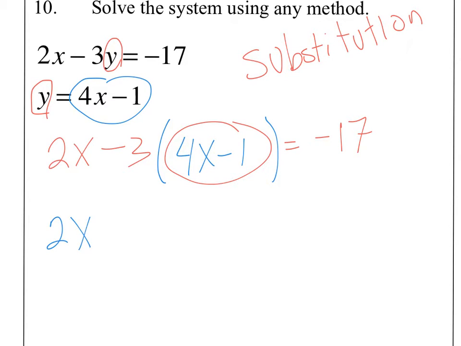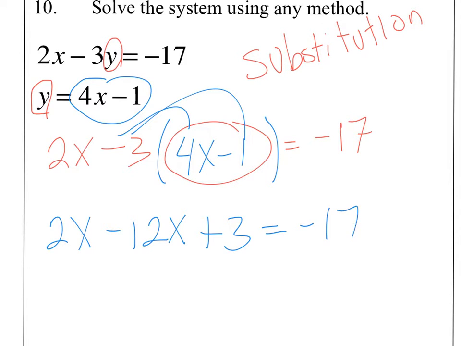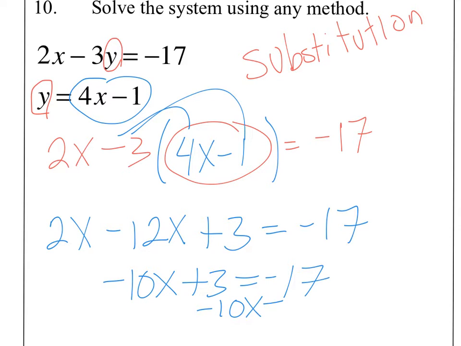So 2x, negative 3 times 4x is minus 12x. Negative 3 times negative 1 is plus 3, and that's equal to negative 17. 2x minus 12x is negative 10x. Plus 3 is equal to negative 17. Minus 3 to both sides, I get negative 10x is equal to negative 20, which means that x is equal to 2.